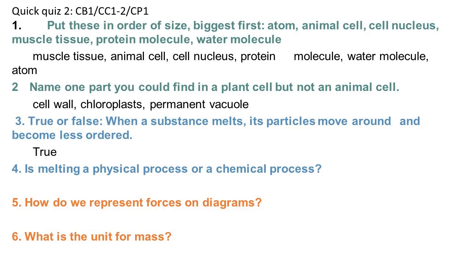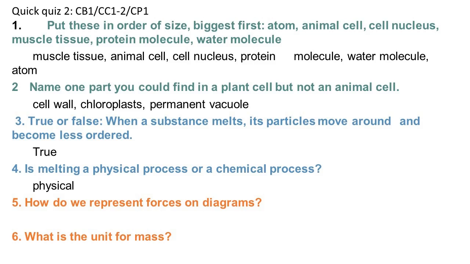So question 4, is melting a physical process or a chemical process? Melting is a physical process. There's no chemical reaction taking place. The other thing to remember is physical processes such as melting are reversible. So if you think about an ice cube, you can obviously melt an ice cube, but then you can also freeze it again and you can reverse that process. Chemical reactions or chemical processes are most of the time, but not always, not reversible.